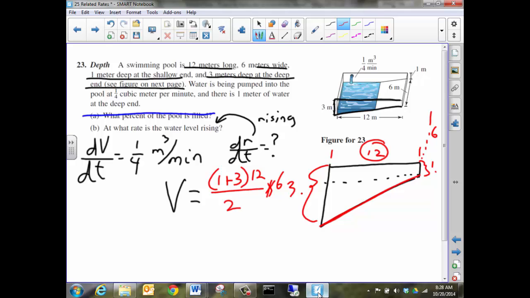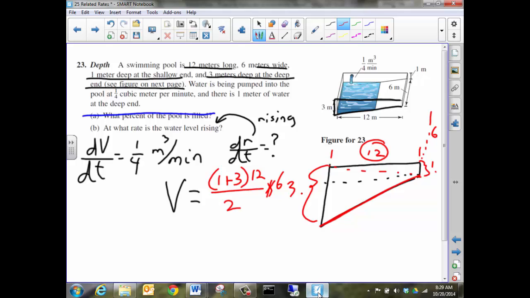Because if you look at it, if we were to take this and draw a diagonal in here, we've got 2 triangles. We've got a triangle up here, base times height divided by 2, and a triangle here, base times height divided by 2, and one of the heights is the same on both of them. Okay, that's going to give me the volume.